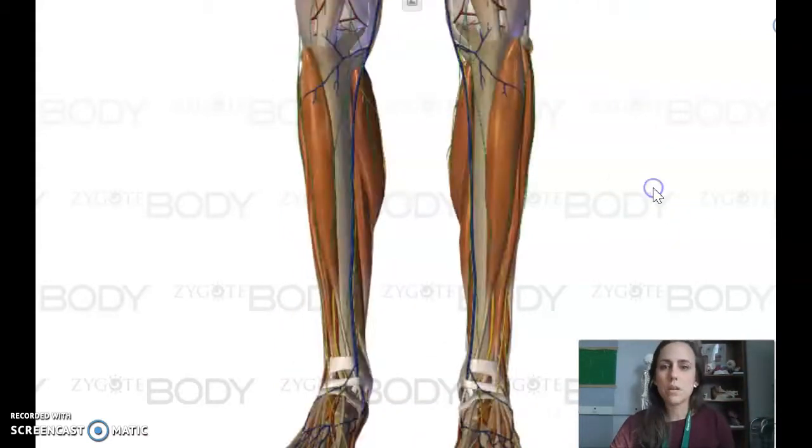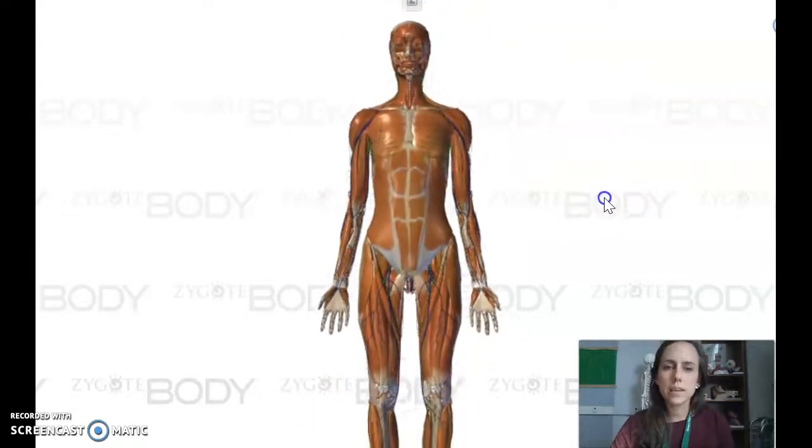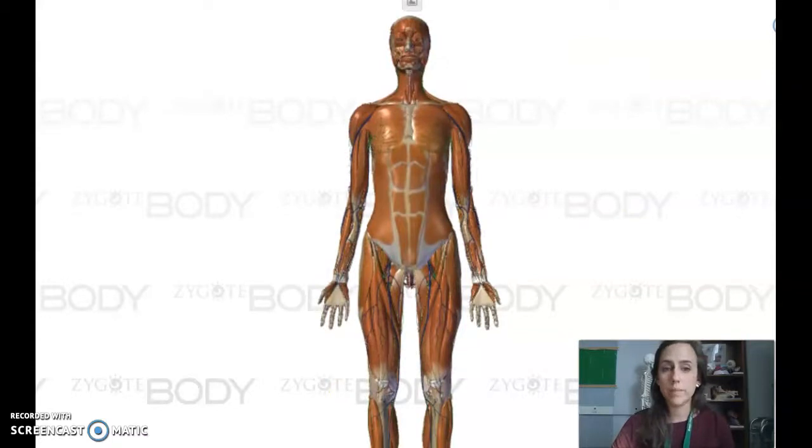And those are the muscles that we need to be aware of for this class and to be able to label them. I hope it was helpful.